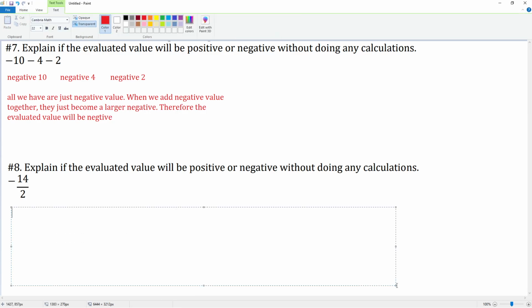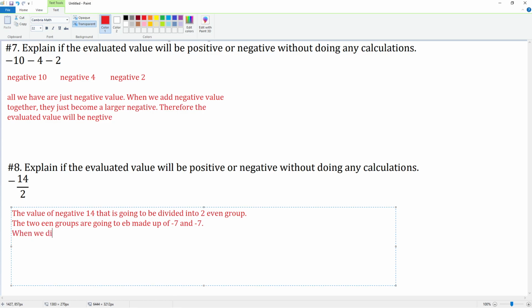We have the value of negative 14 that is going to be divided into 2 even groups. The 2 even groups are going to be made up of negative 7, and the other one is also negative 7.